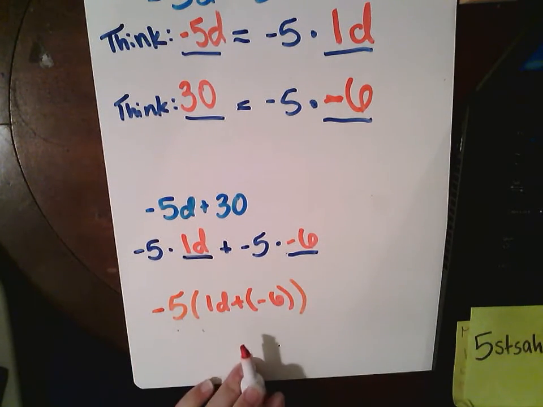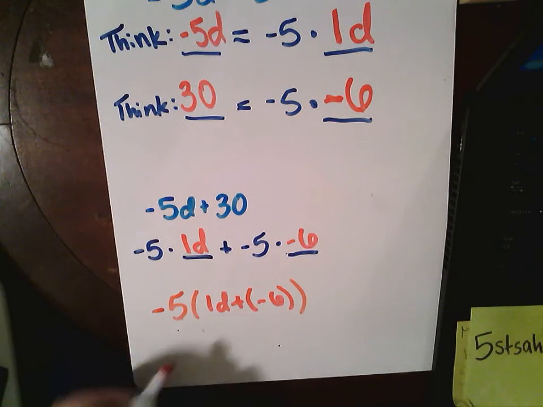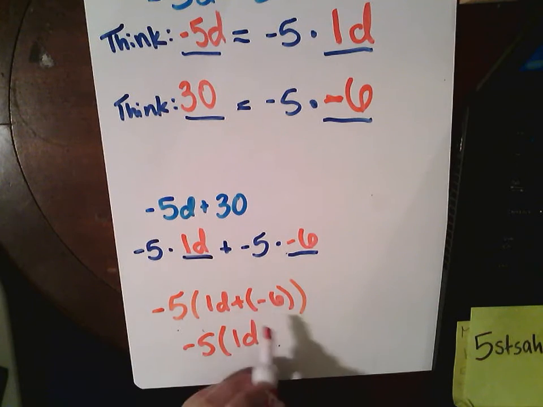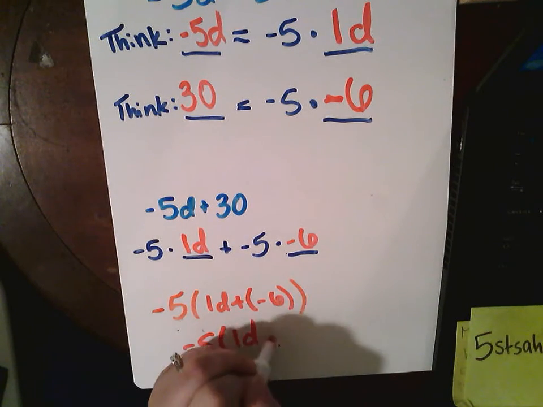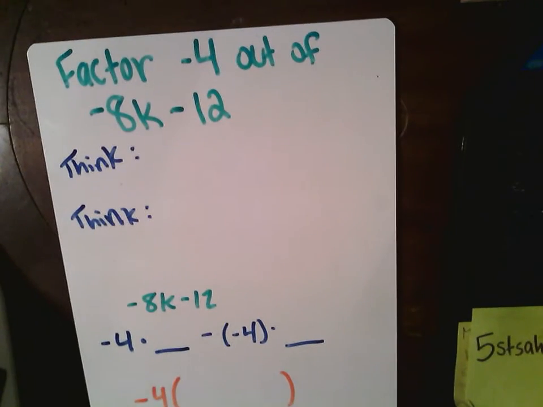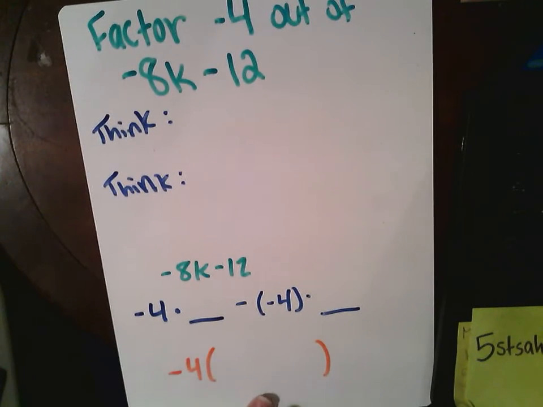And again, I can simplify that by just saying that -5 times 1d, and then change that plus a negative to a -6. But it's not really simplifying that much more. It's just changing that plus a negative to a minus because it's the same thing as subtraction.